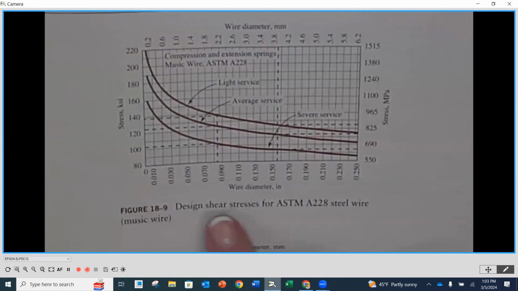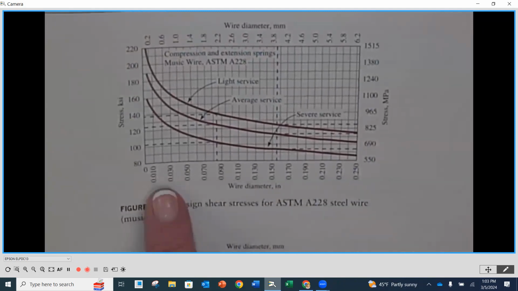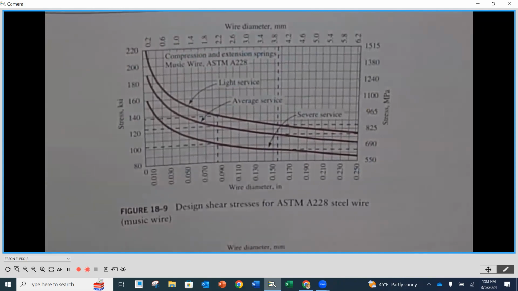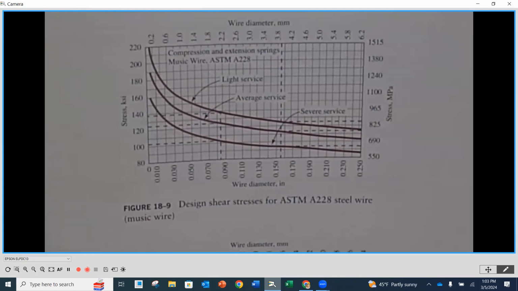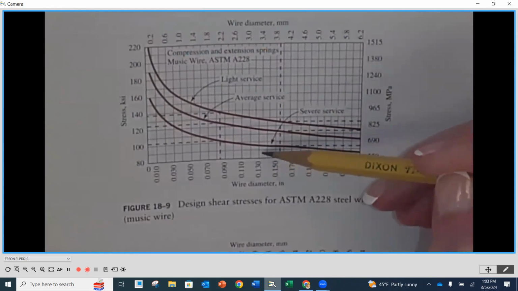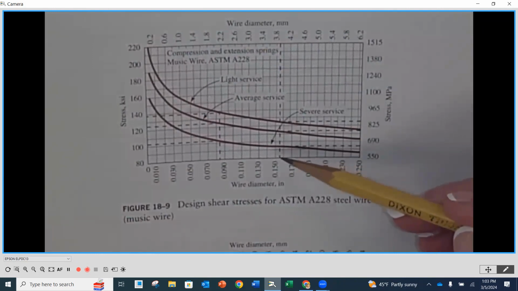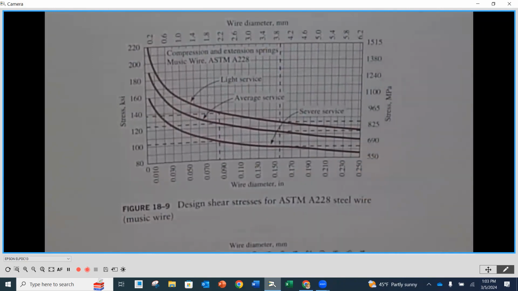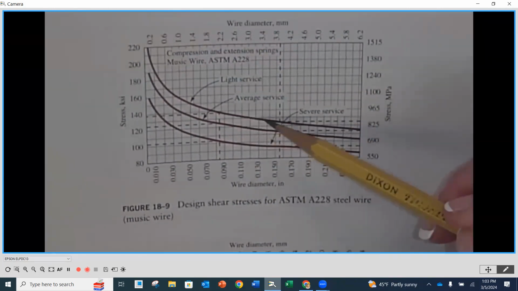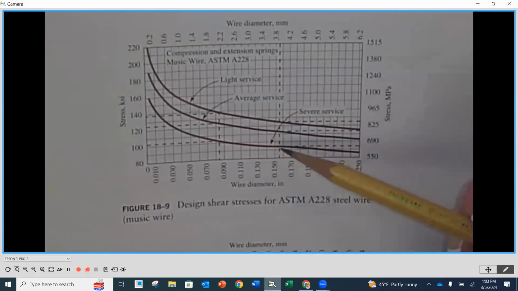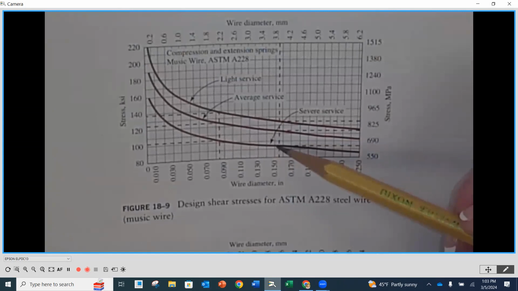And you'll notice that the horizontal axis is going to be the wire diameter in inches. So we find what the wire diameter is that we have. And then what we're going to do is take that wire diameter wherever it's at, and go up to the service line that applies to the application we're dealing with. So light is going to be the highest, average is going to be the middle, and then you're going to notice that severe is going to be on the bottom.